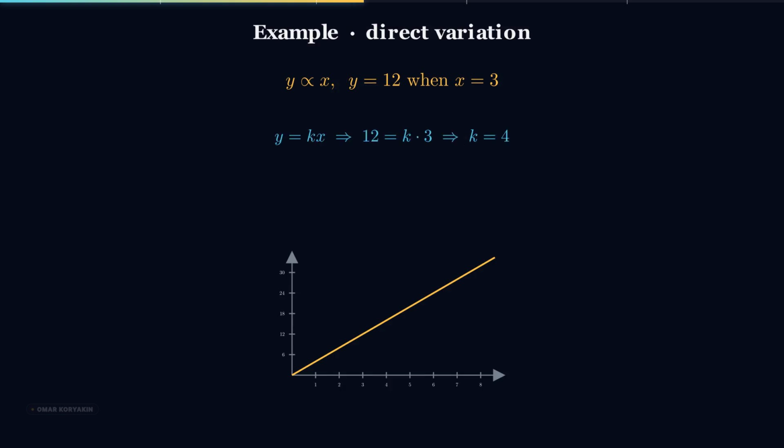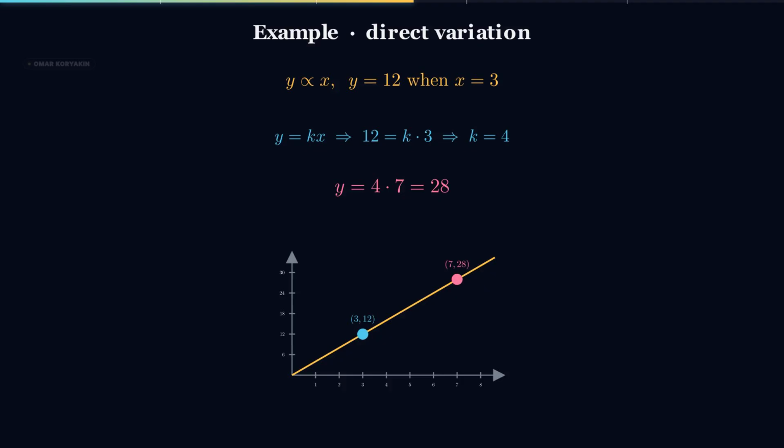Solve for k. Direct variation says y equals kx. Substitute the known pair: 12 equals k times 3, so k equals 4. The variation equation is now y equals 4x. Find y when x equals 7. Plug into y equals 4x. Y equals 4 times 7 equals 28.